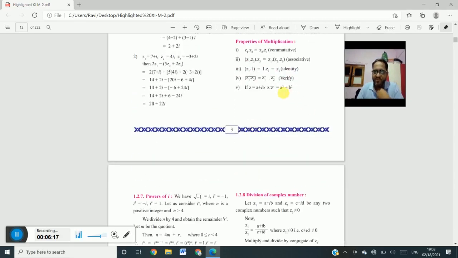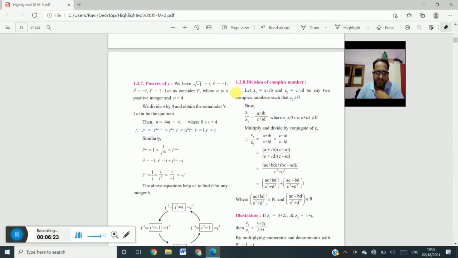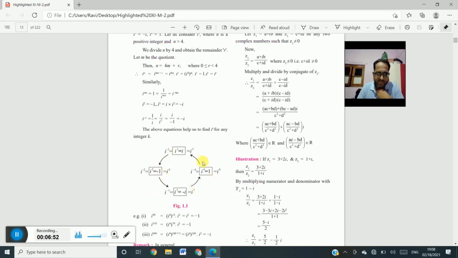This is the properties of complex number multiplication, right? Properties of multiplication of the complex numbers. Then the power of i is what? That is minus root minus 1. Therefore i square equals minus 1, i cube equals minus i, right? How is it? Because i cube is i square into i, so i square equals minus 1 into i, means minus i. i to the power 4 is 1, right? In this way, that is given in the form of the rotation, right? See here, this is the example.